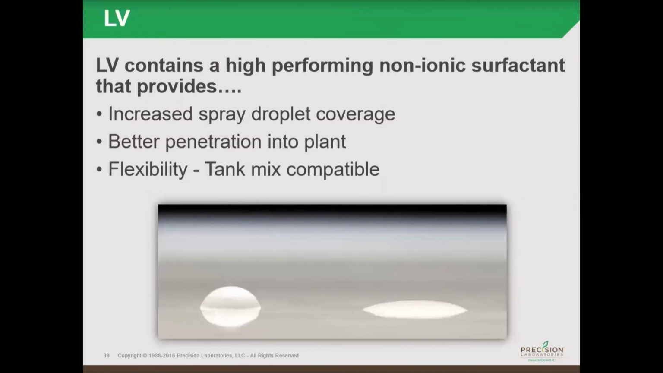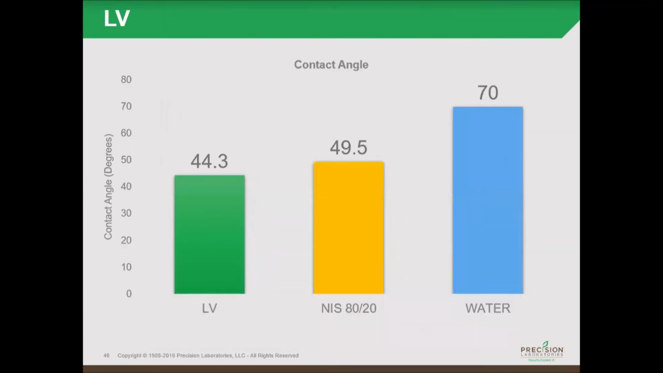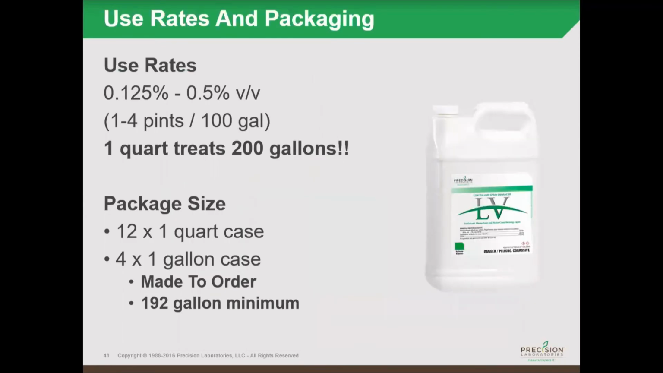So LV does a nice job, like I said, of spray coverage. This is showing how much it reduces surface tension and helps spray coverage. A lot of times we measure the surface angle of the spray droplets. So when we compare LV to a typical 80-20 or 90-10 type surfactant, it's doing a better job of breaking surface tension than most of your standard non-ionic surfactants. The use rate's very low. You can use 1 to 4 pints, but I don't think there's going to be anybody, at least here in the Midwest, that's going to go above a quart. So I think somewhere between 16 to 32 ounces in 100 gallons would be more than adequate.